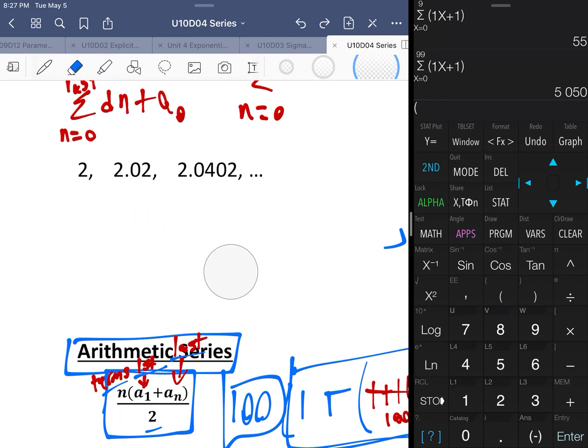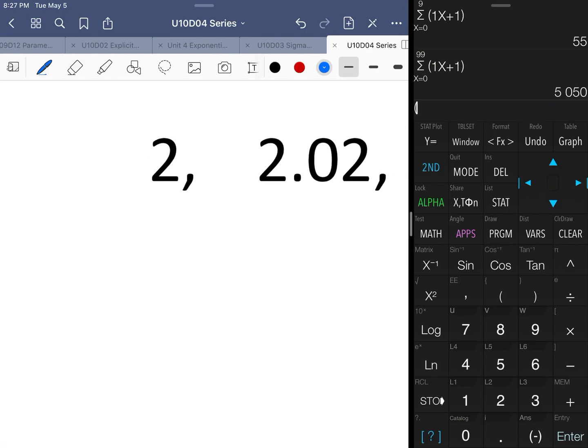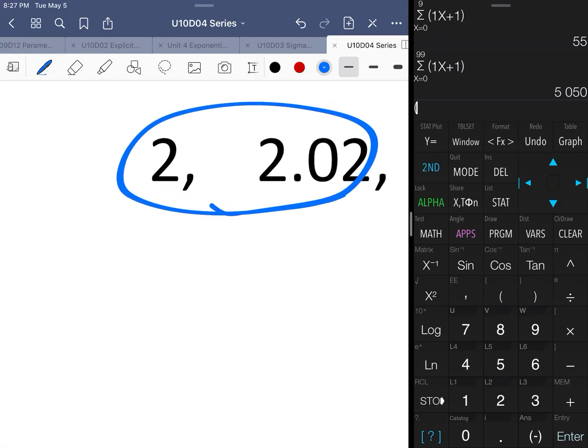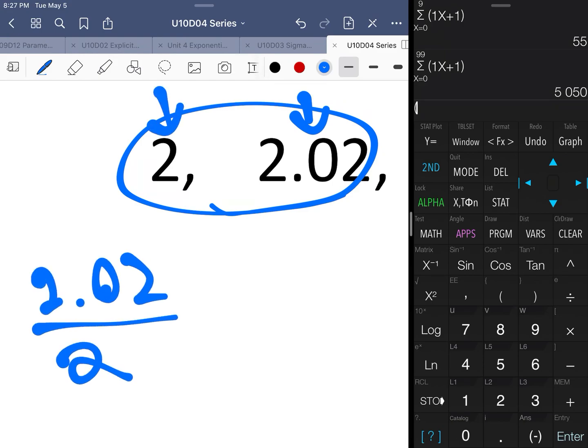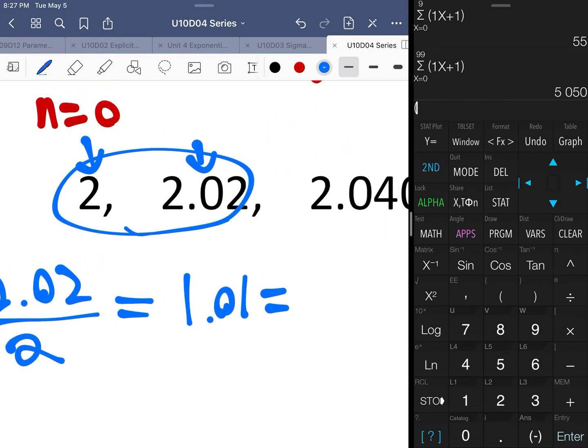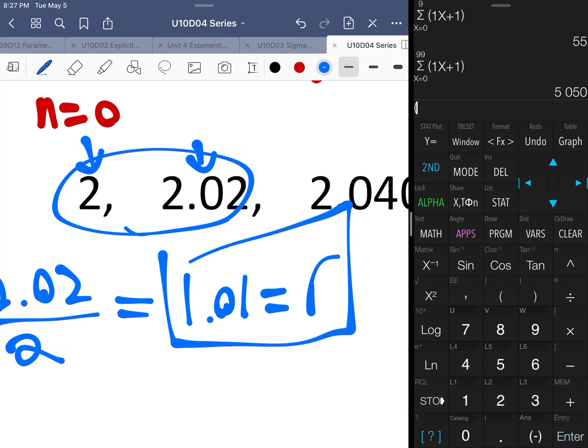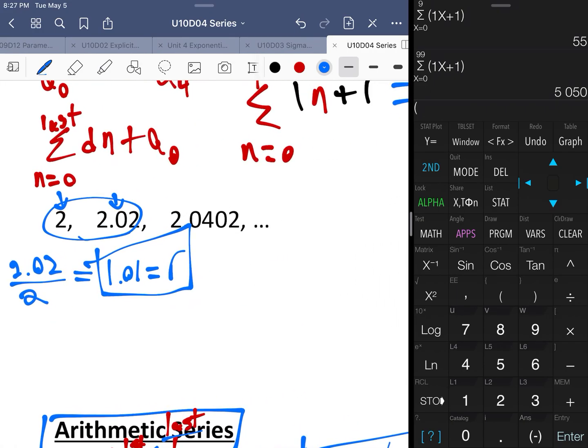All right, now this sequence, you can usually tell that it's not arithmetic because it's clearly adding by a decimal, and it's not a consistent decimal, so it's probably geometric. So firstly, I need to find the r value. To find the r value, I just take any two terms in sequence, and I divide the later term by the older term. So that's 2.02 divided by 2, and I should get 1.01, which is our common ratio.